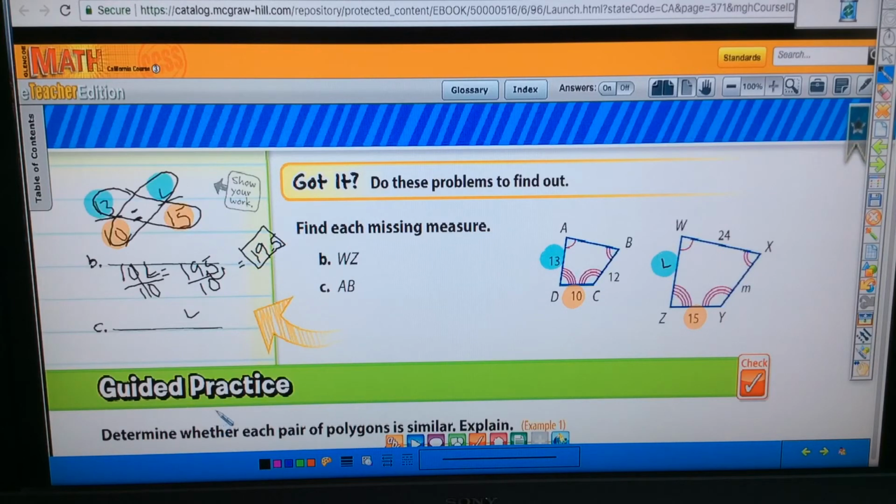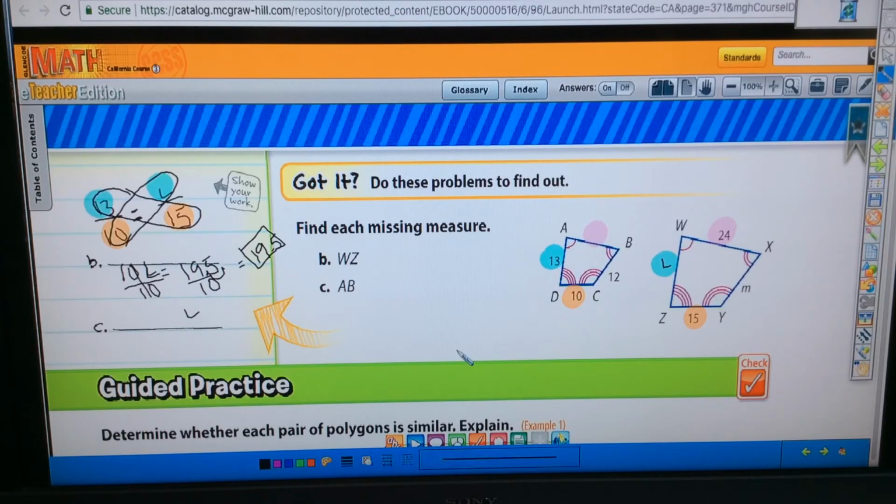Okay, so let's take a look at AB. I'll use another color. I'll use pink. We don't know what this side is. We have to figure it out. What does it correspond with? Well, it's going to correspond with 24. So you can now go ahead and compare. When you're writing your ratio, you can use either the known orange lengths here, or you can use the known blue lengths, because we now know that this is 19.5. If you want to avoid using a decimal, then just stick with the two whole numbers for DC, which is 10, and ZY, which is 15.